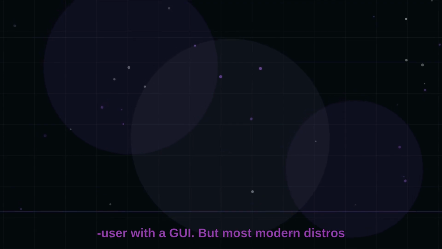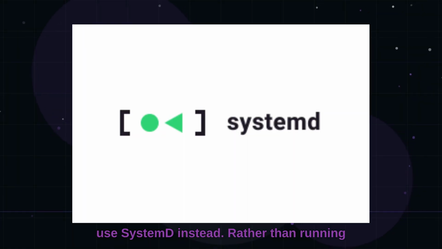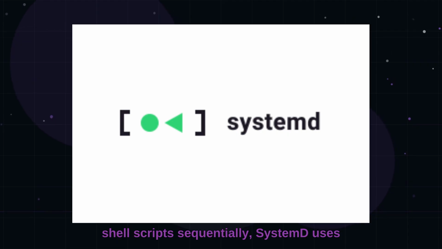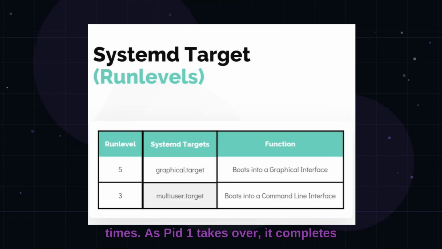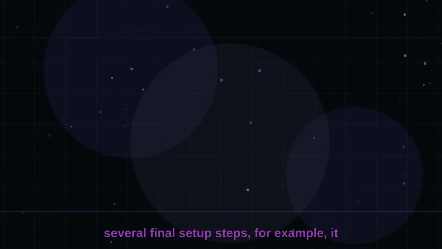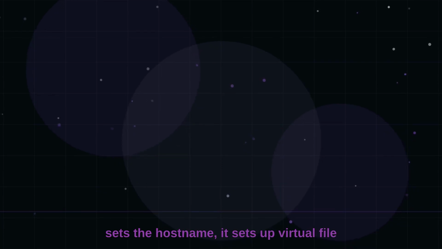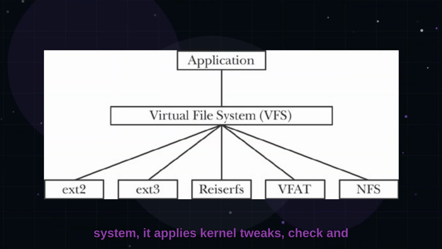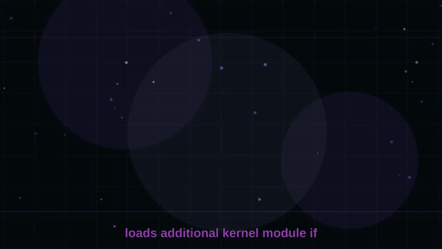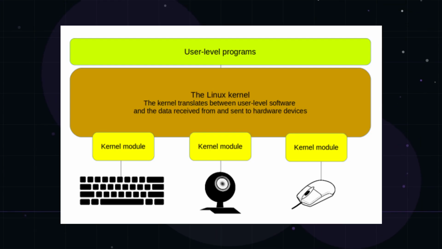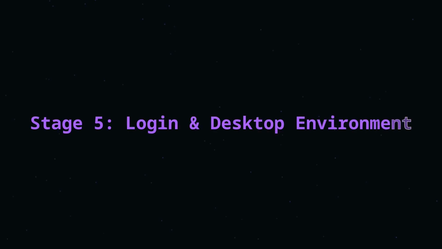But most modern distros use systemd instead. Rather than running shell scripts sequentially, systemd uses declarative target files and executes services in parallel for much faster boot times. As systemd takes over, it completes several final setup steps. For example, it sets the hostname, it sets up virtual file systems, it applies kernel tweaks, checks and mounts drives specified in fstab, and loads additional kernel modules if necessary.